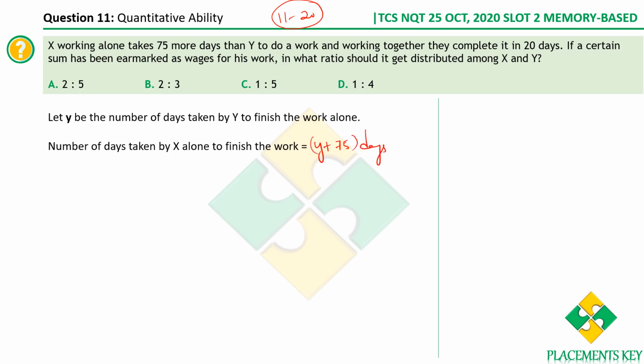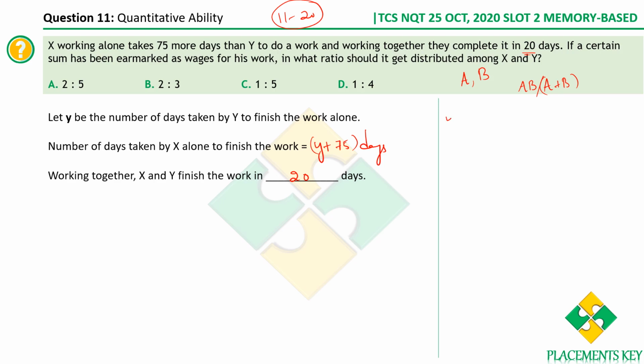Now it's also given that together they complete the work in 20 days. We already know this: when A takes A days to finish a piece of work alone and B takes B days alone, if they work together, they'll finish the work in AB by A plus B days. I'll be applying that formula here. We know that X alone takes Y plus 75 days and Y alone takes Y days. So together they'll finish the work in 20 days.